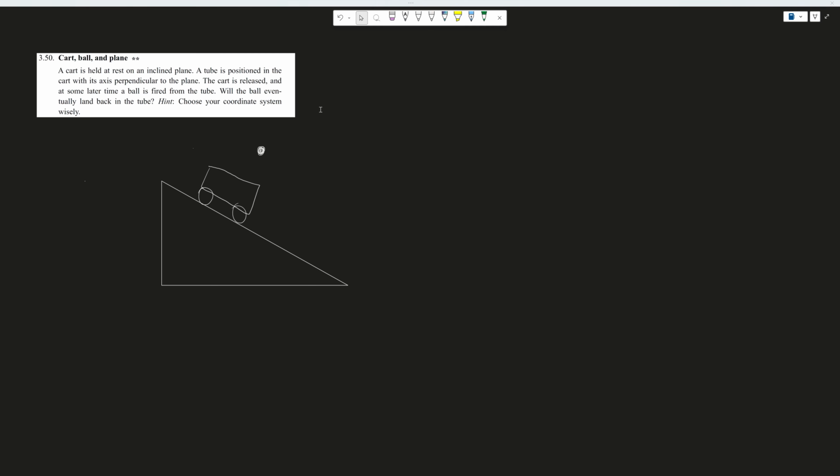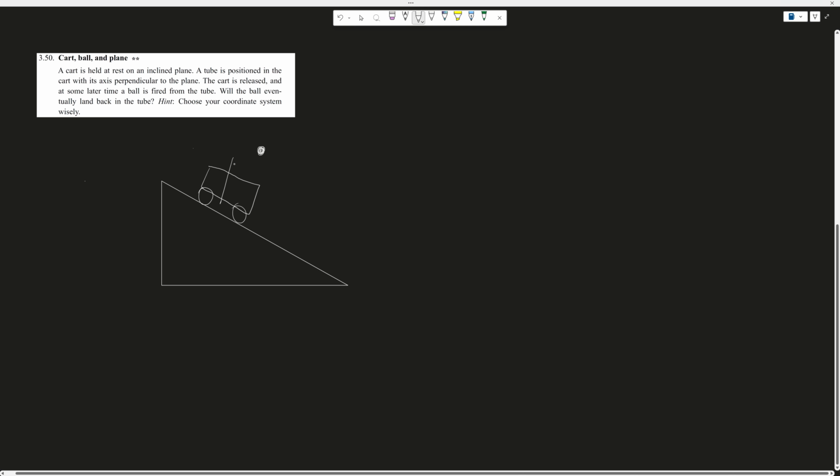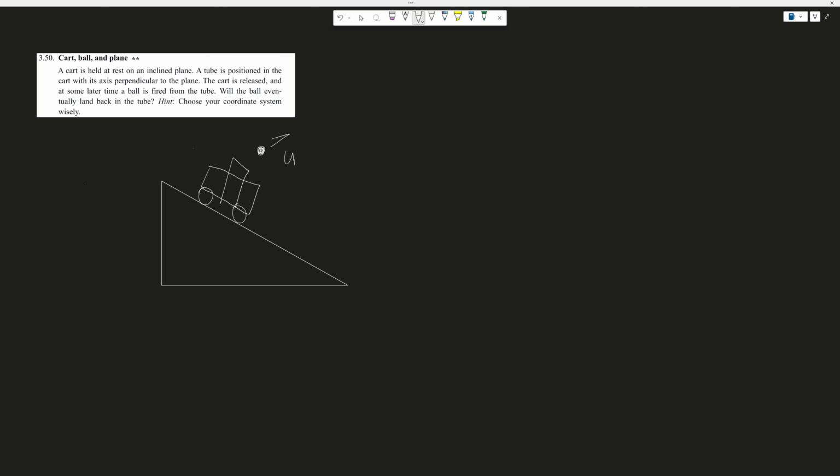Hello all. So today we will talk about exercise 3.50, cart, ball, and plane. This question is about a cart that is going down an inclined plane, which has a tube inside it, and the tube points perpendicular to the plane, and it shoots out this ball, let's say with velocity u. And it is asking us, will the ball eventually land back in the tube? This question also told us to choose our coordinate system wisely.